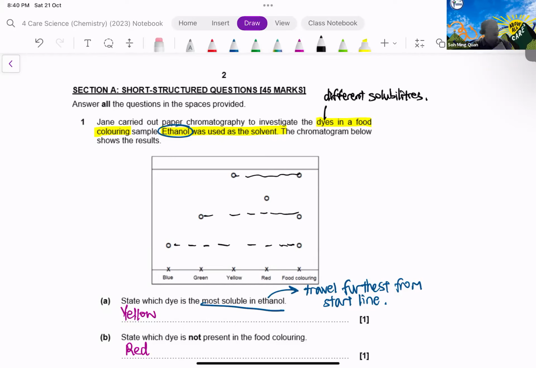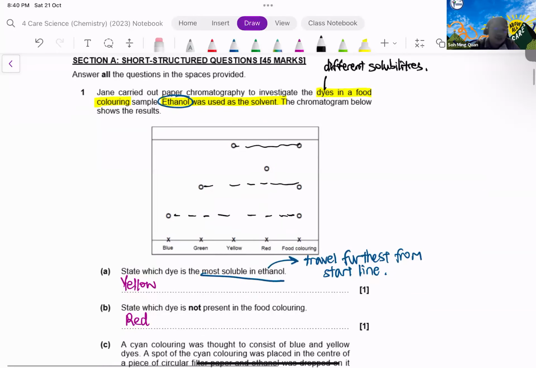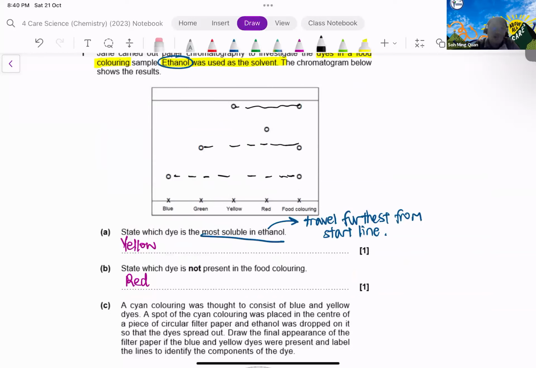But the main reason why I want to go through this question is part C. Now, part C is a common prelims question from other schools. They like to test this. So what happens if you were to take a circular piece of filter paper and then you drop one drop of the mixture onto the center of the circle and let it separate? Now, if it's circular, it will not just move up like this, right? If it's circular, it will move outwards. And when the dyes move outwards, they again separate based on their solubilities.